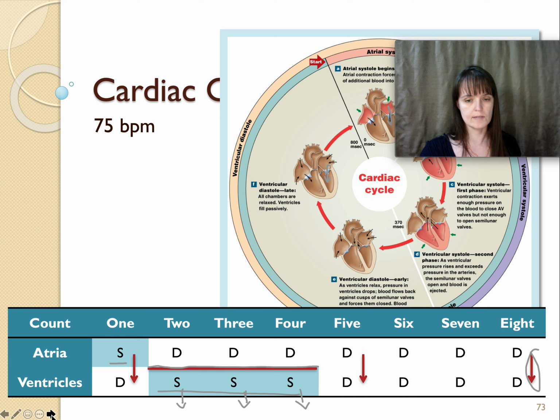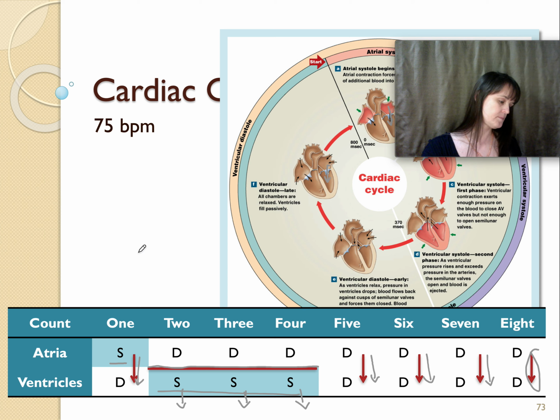Oh, I had that in red. Okay. And then at 5, 6, 7, and 8, the blood is pouring from the veins into the atria, into the ventricles for 5 of the 8 counts. Okay, while we're here, right here the AV valves are open, and then beat 2 the AV valves are closed.